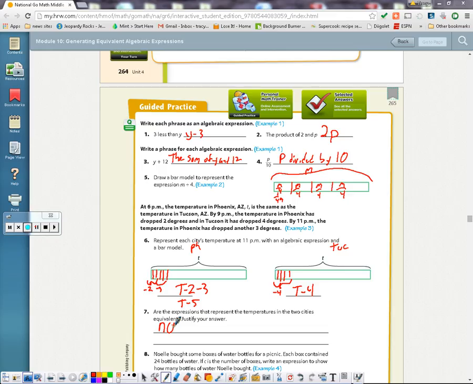And the reason why would be just that the temperature in Phoenix ends up 1 degree less. So you could just put Phoenix is 1 degree less at 11 p.m. So make sure these are written down, because that's what I'm looking at.